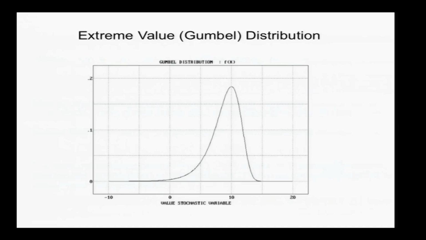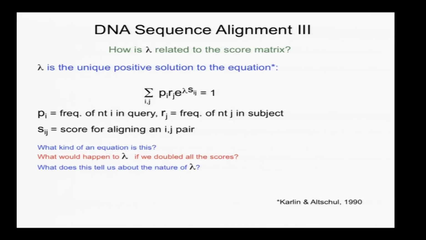What does this thing look like? It looks like that. Kind of a funny shape. It looks like a normal for a little bit, but has a different shape on the right than the left. And how do you calculate this lambda? I said that lambda is the key to all this because of its uniquely important place in that formula, multiplying the score.